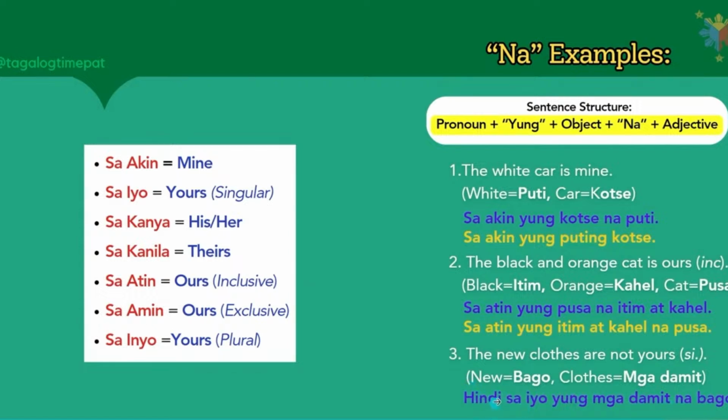The only difference is that we've added the word hindi, which means no, but in this sentence, it can mean not. So the new clothes are not yours. Hindi sa iyo yung mga damit na bago. So that's how you would say not. And the alternative way to say it is, hindi sa iyo yung mga bagong damit. Hindi sa iyo yung mga bagong damit. Here you can make the contraction, bago na damit could just be bagong damit.